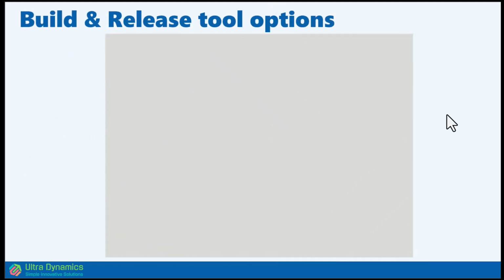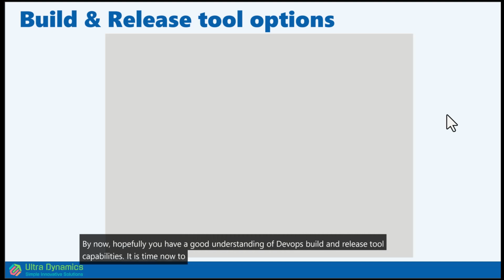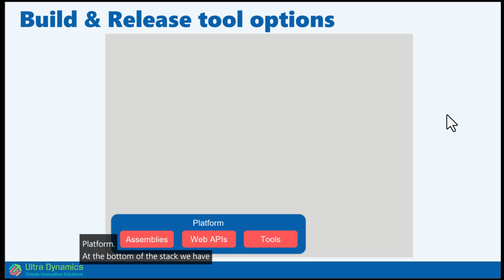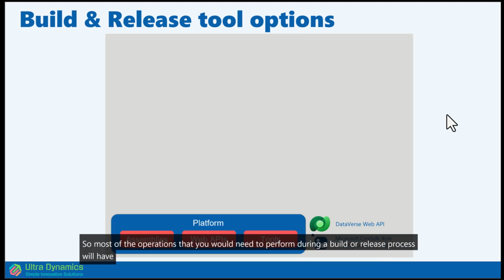By now, hopefully you have a good understanding of DevOps build and release tool capabilities. It is time now to take a look at the build and release tool options stack for Power Platform. At the bottom of the stack, we have the Power Platform itself. So most of the operations that you would need to perform during a build or release process will have platform APIs available. Things like kicking off a solution import or checking the status of a solution import have been available for a very long time.